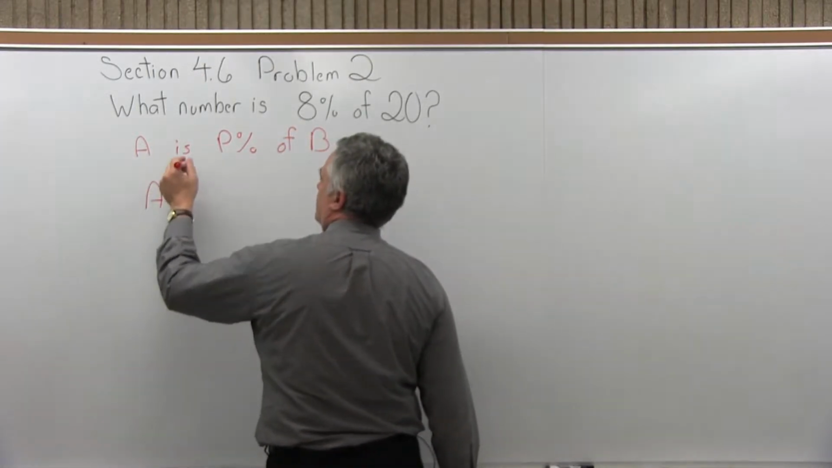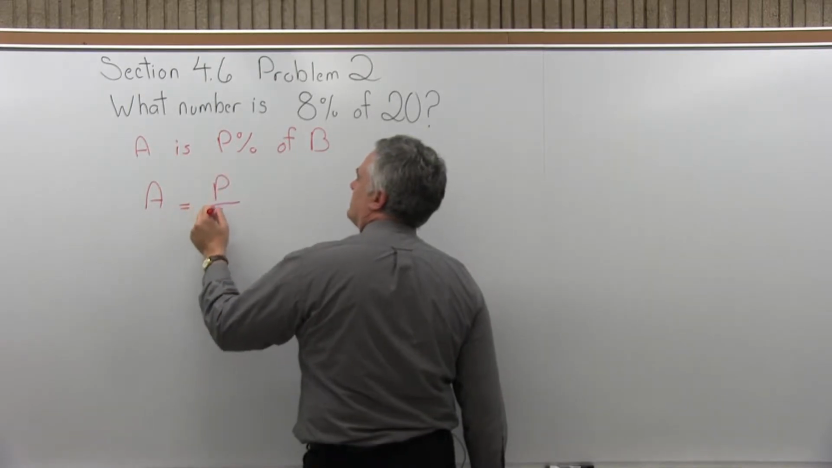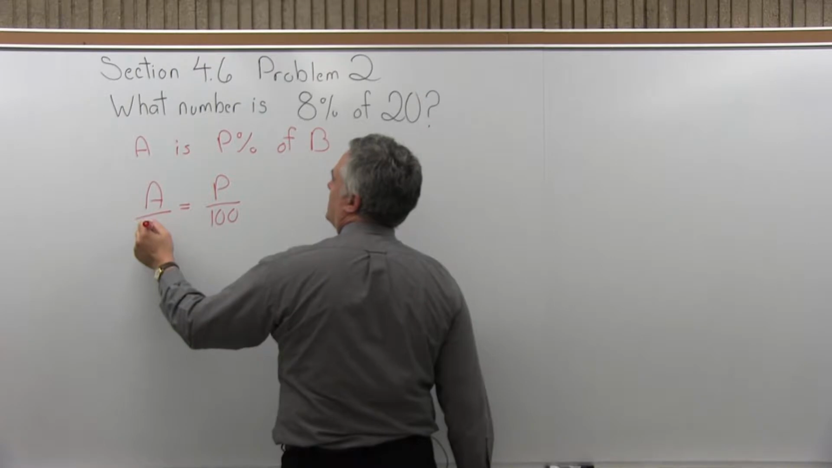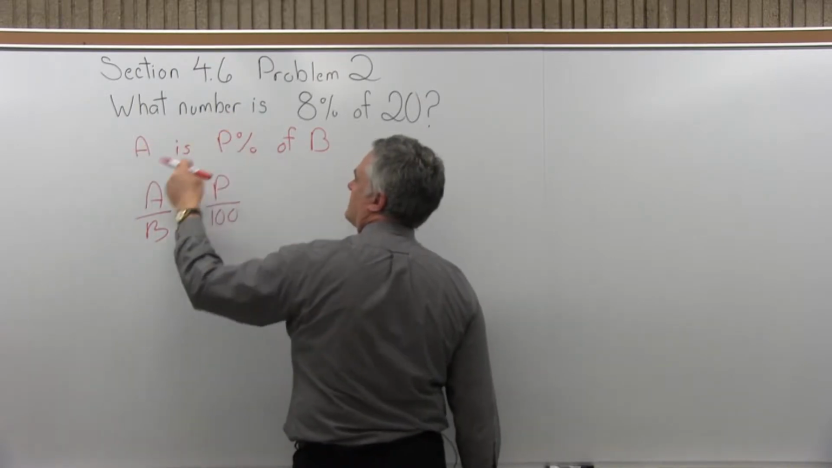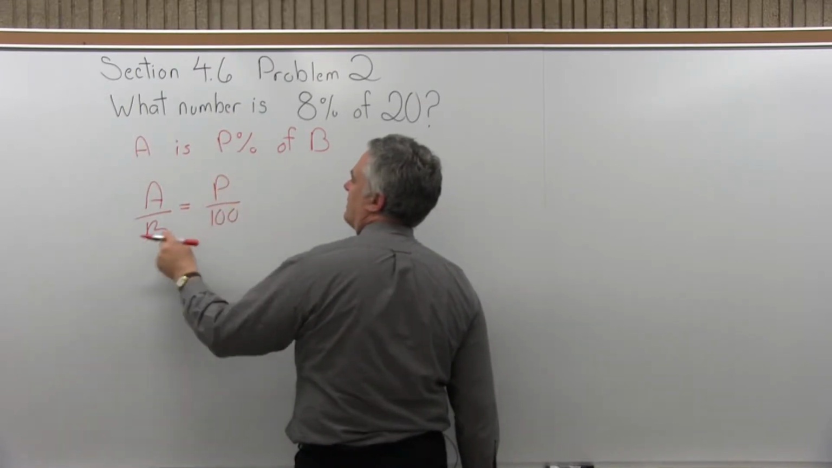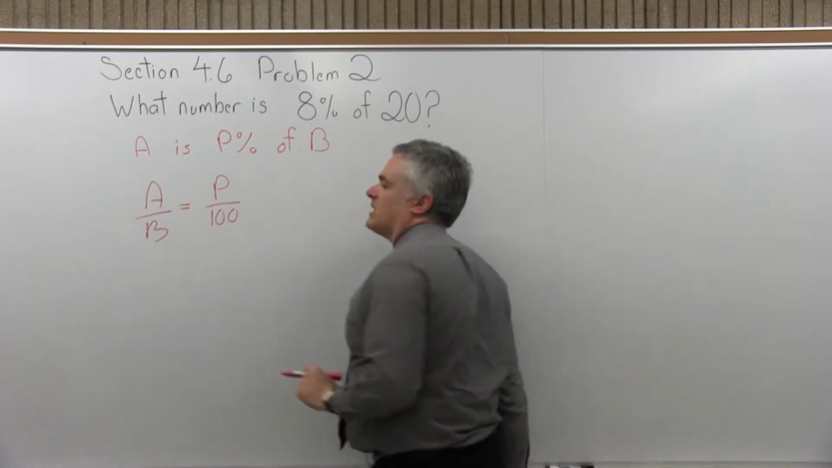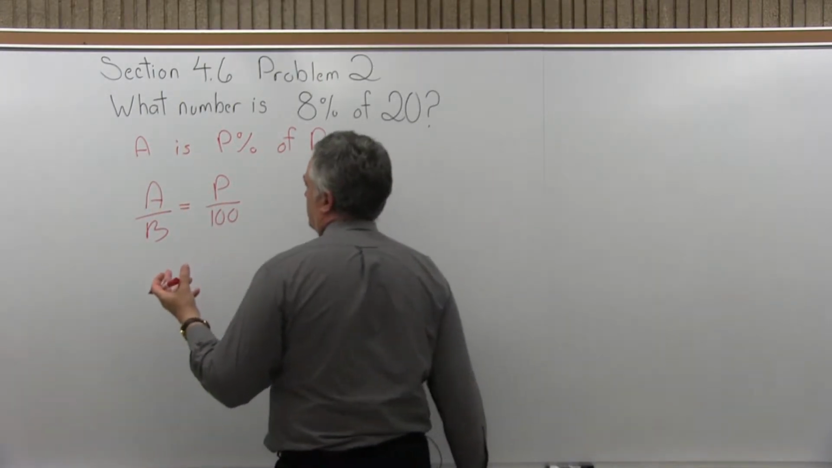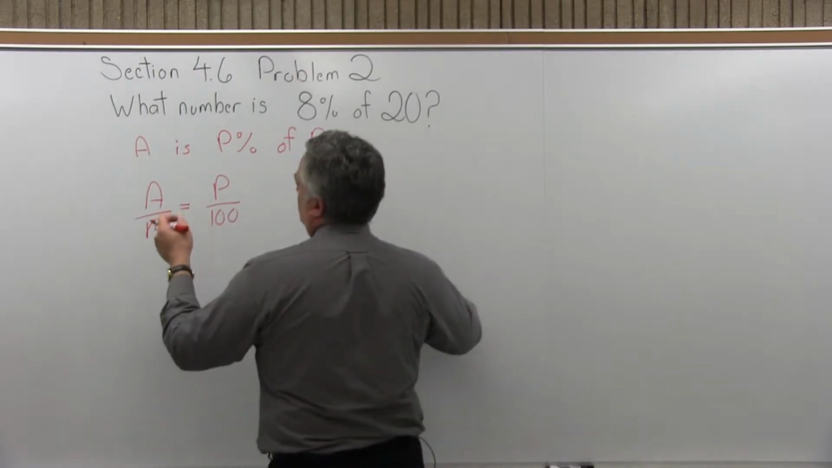A is equals P%, the word percent always turns into a 100 for these, of B. So it just goes in a circle. A is P% of B, A is P% of B. You just start here and make a circle and it fills it in. Now you have to decide what's A, what's P, what's B. And the 100 is always 100.